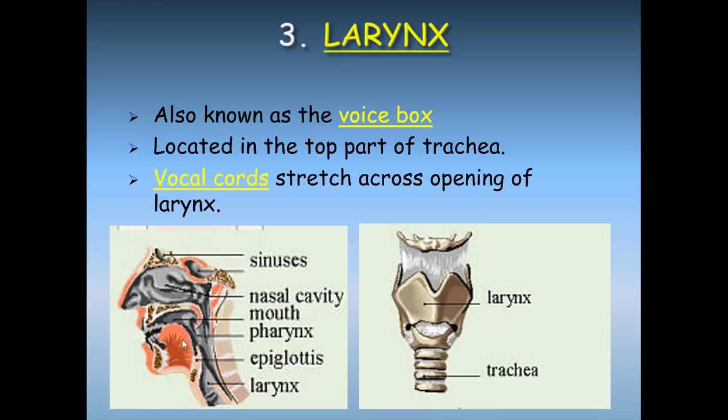The epiglottis is the flap that allows your pharynx to function 2 ways. It allows you to breathe, which allows air to go down the trachea, or it switches when you're eating and swallowing food, and it allows that same space to be used to swallow food, which is going to go down to your stomach through the esophagus.